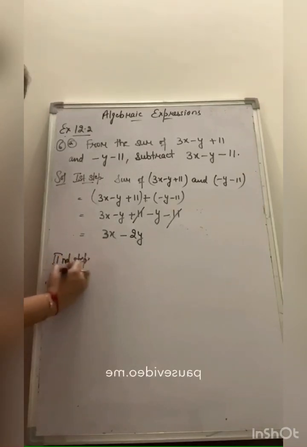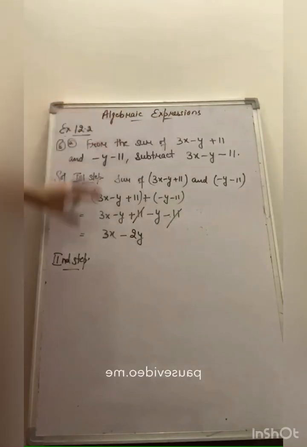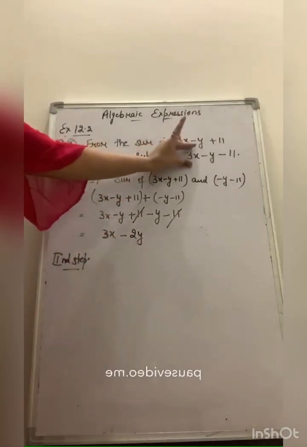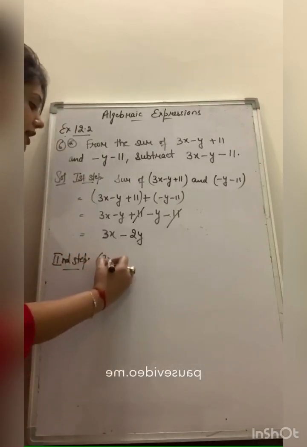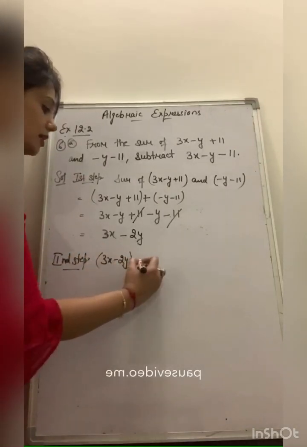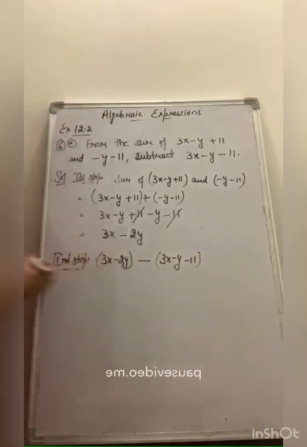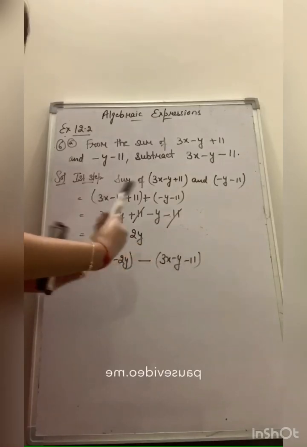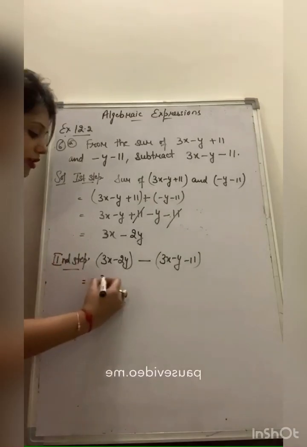What is the second step? Second step is from the sum of this and this. And what is the sum? 3x minus 2y. From this we have to subtract this expression. So the second step is 3x minus 2y minus 3x minus y minus 11. So I have told you, whenever you are doing subtraction, please put the algebraic expression which you have to subtract in the bracket. Fine. So now let us solve it.